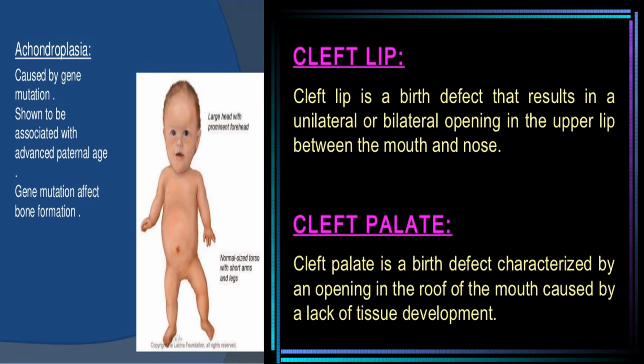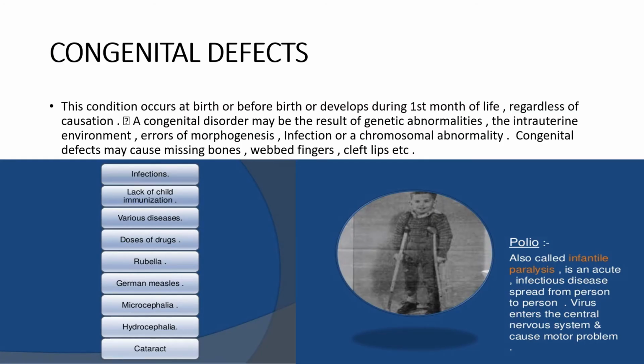The next one, cleft lip. It is a birth defect that results in a unilateral or bilateral opening in the upper lip between the mouth and the nose. The next one is cleft palate. It is also a birth defect characterized by an opening in the roof of the mouth caused by a lack of tissue development.